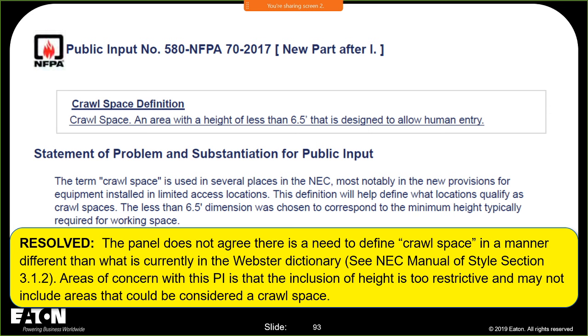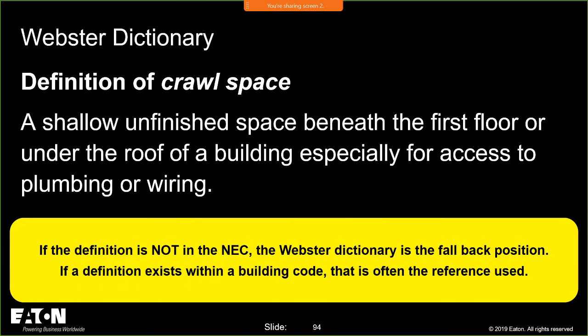You can look at the manual of style and check the Webster dictionary for crawl space, and that will help you understand what a crawl space is. Merriam-Webster says, a shallow, unfinished space beneath the first floor or under the roof of a building, especially for access to plumbing or wiring. Not in the NEC. Again, we fall back to Merriam-Webster. Or if your building code has a definition of a crawl space, that would probably trump what's in the Webster dictionary.